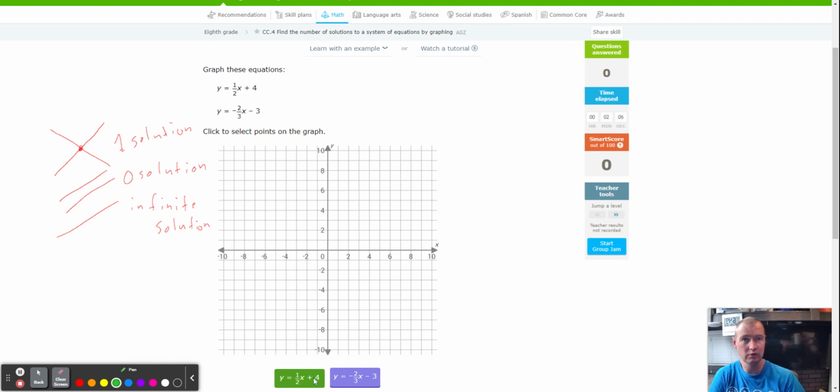We're going to start with positive 4. So positive 4 means go up 4. 1, 2, 3, 4. We're going to go ahead and click right there and put a point there. Then the slope 1 over 2 means go up 1, rise over run. Remember our slope, rise over run. We're going to count up 1 and to the right 2. So from the 4, we're going to count up 1 and to the right 2. 1, 2 for our other point here.